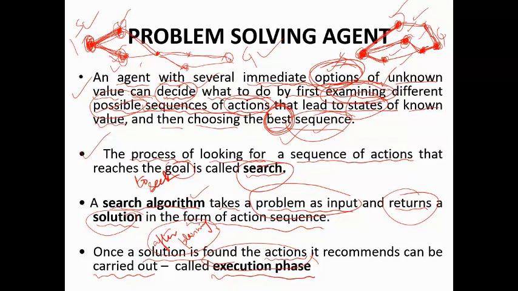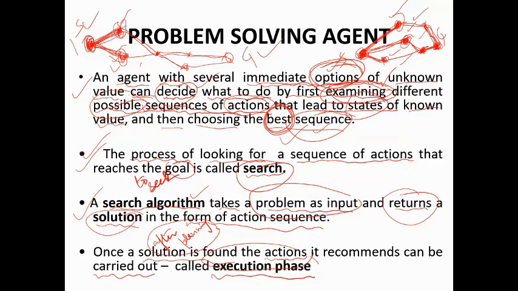And the next point is that the process of looking for a sequence of actions in consideration of seeking the goal is called search. So the entire process of looking for all the sequences of actions one by one by the agent, and further arriving at the goal, is called search. So this is about point number two.